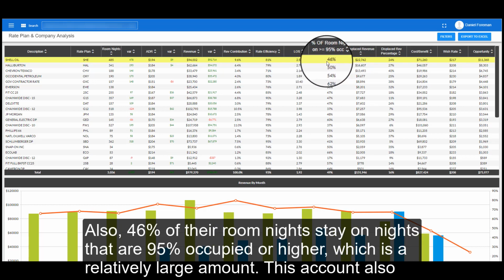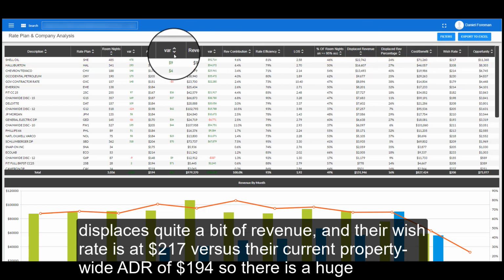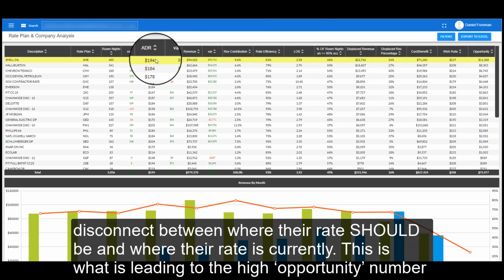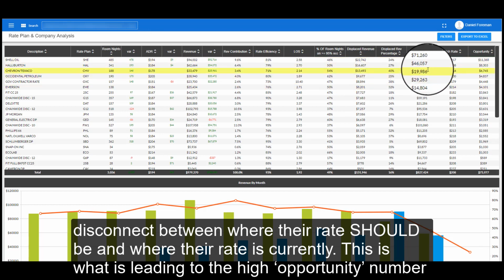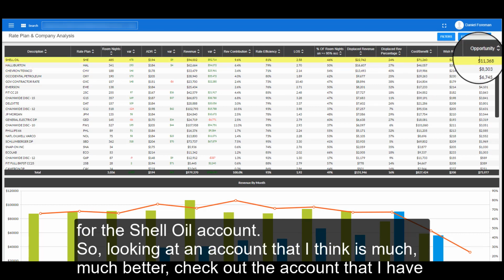46% of their room nights do stay on nights that are 95% occupancy or higher, so that's a relatively big amount. They displace quite a bit of revenue. Their wish rate is at $217 versus their current ADR of $194. So there's a really huge disconnect between where their rate should be and where their rate is currently. So that's what's leading to this really, really high opportunity for the Shell Oil account.